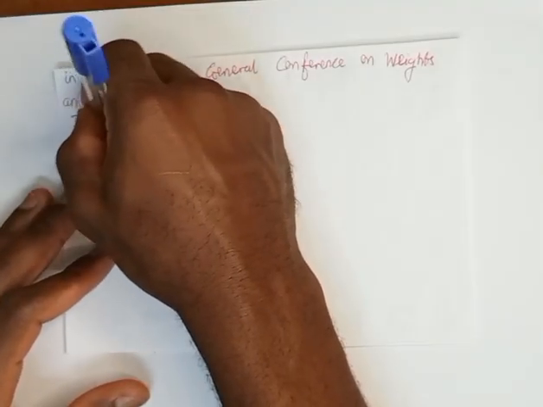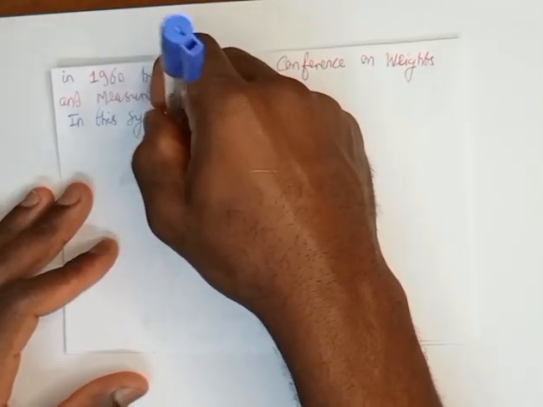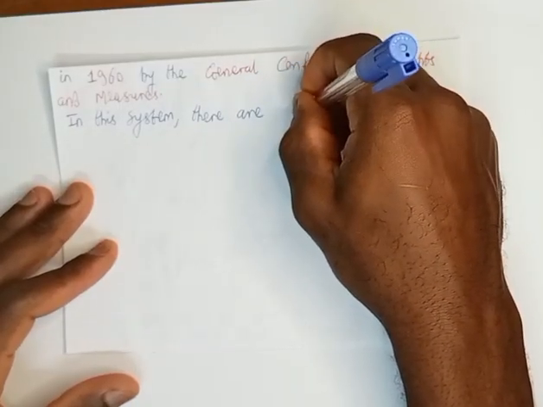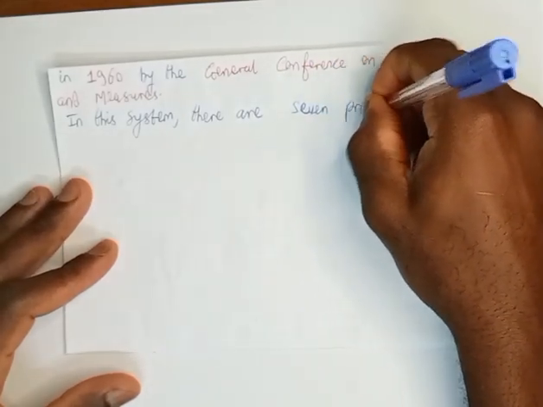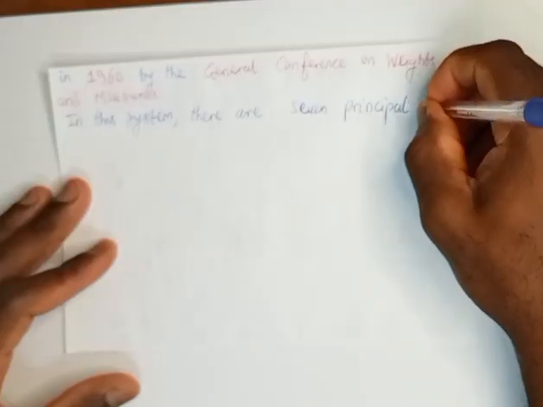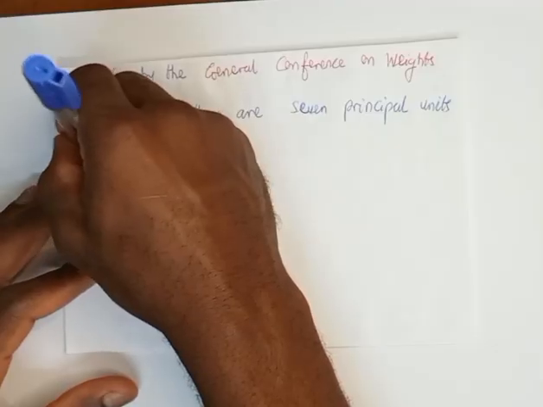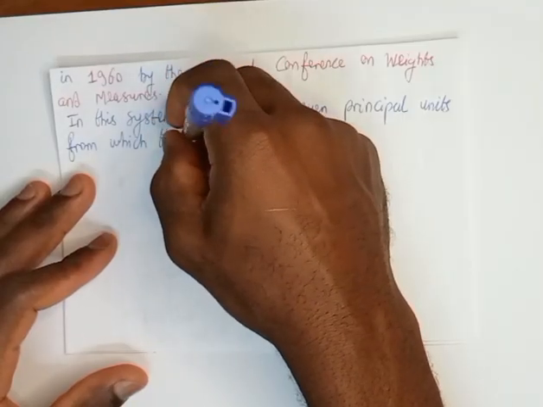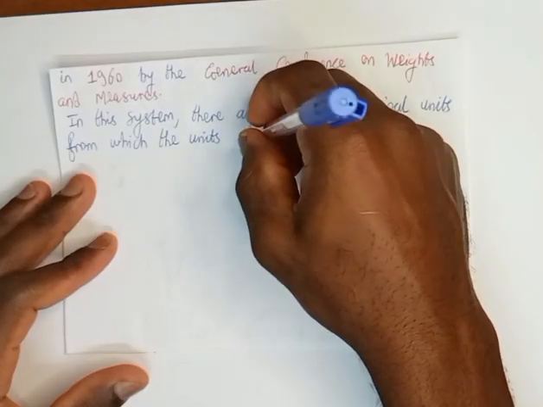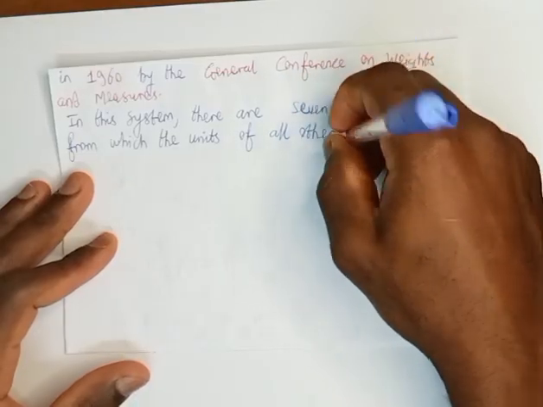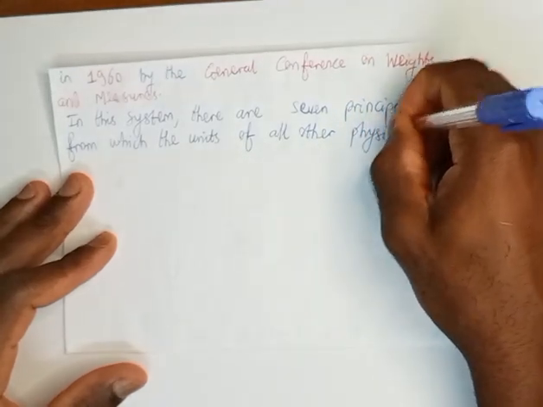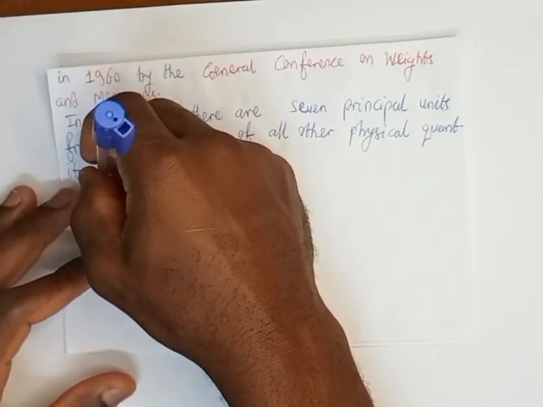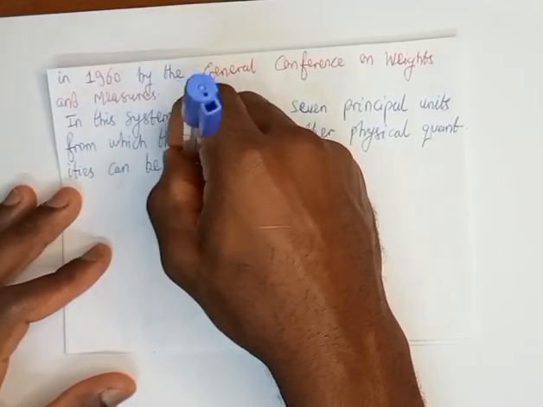Take this down. In this system, there are 7 principal units from which the units of all other physical quantities can be derived.